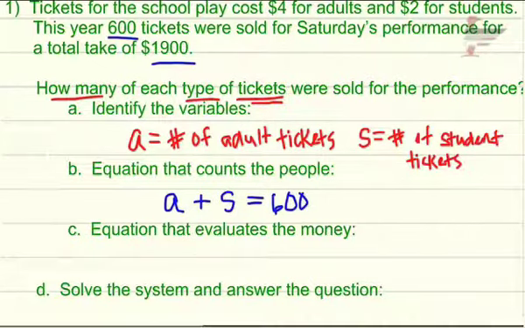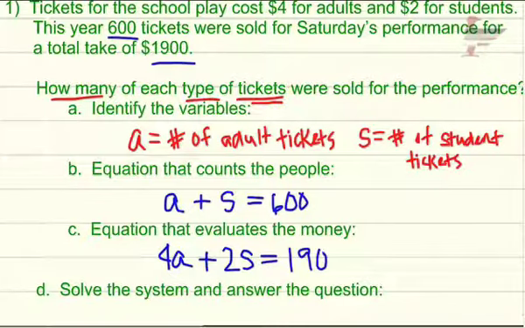The equation that evaluates the money, again, we're going to look at that total of $1,900. For each adult ticket, it costs $4. So we have $4 times every adult ticket. In addition to that, we're going to make money off the student tickets. We're going to get $2 for every student ticket, so 2 times S. So we have 4A plus 2S is going to equal the total amount of money that we're making from these tickets, which is $1,900. And then part D, solve the system and answer the question.